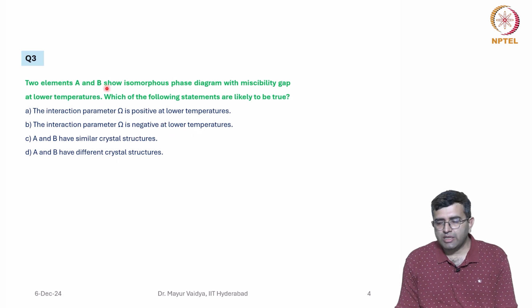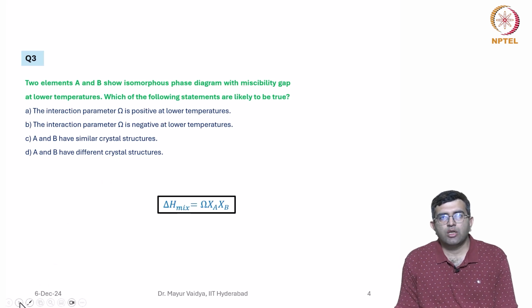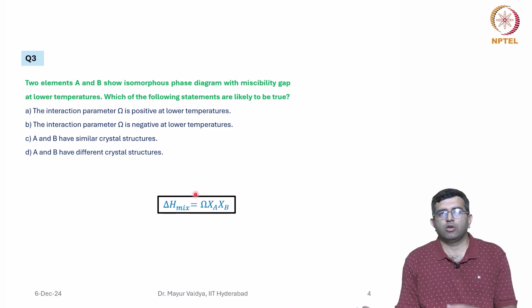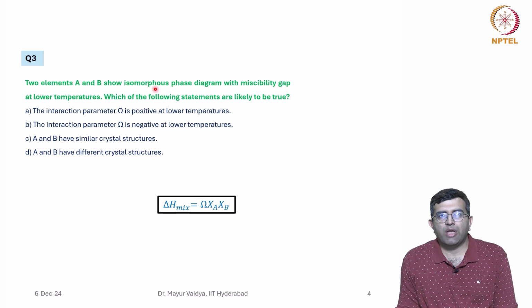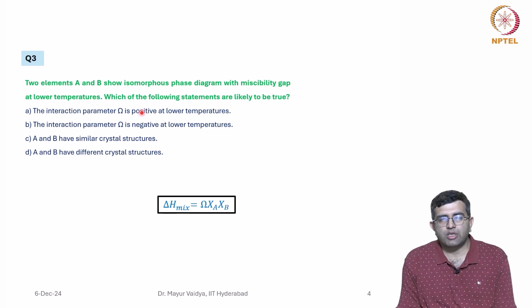So, we have seen this example, two elements A and B with isomorphous phase diagram and miscibility gap at lower temperatures. We know that delta H mix is equal to omega XA XB. So, the miscibility gap arises, which means they like to separate out, they like to repel each other, which means that omega is positive. Omega being positive means that A and B like to repel each other, which is what creates a miscibility gap. So, the first option is correct, that the interaction parameter omega is positive at lower temperatures.